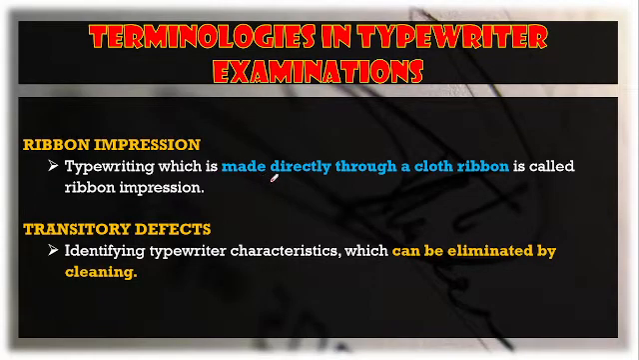Then that would be the typewriting, okay, or the printed or the impression that was made by the ribbon when it was in contact with the paper as well. Okay, and transitory defects, this kabaliktaran naman po ito ng permanent defect. So this can be defects that can be eliminated by simply cleaning. Okay, by cleaning. So that is still a defect that we can still fix.